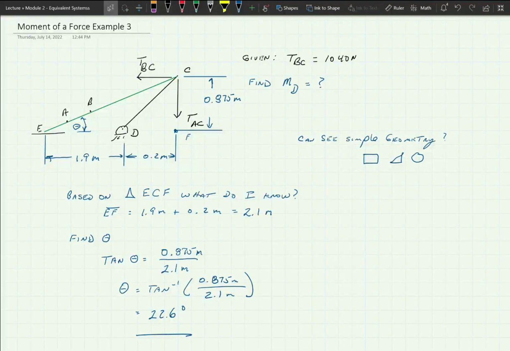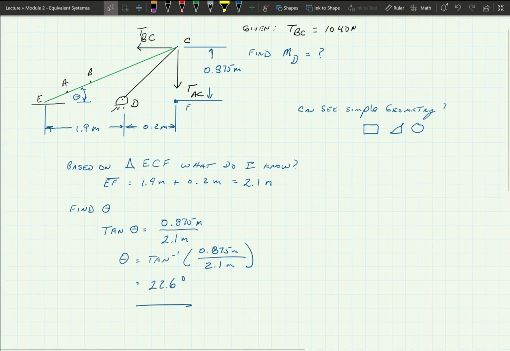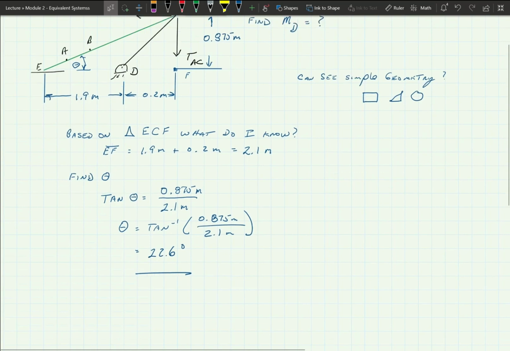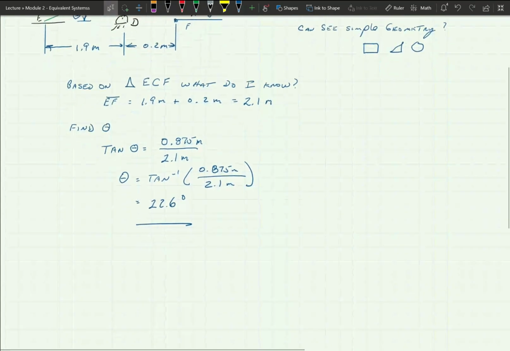Okay, so we have that as 22.6. We know that BC had a tension in it of 1,040 newtons. Okay, so the EC had some larger tension in it because we also have a tension TAC that goes down. Okay, and I'm still not sure why in the world A and B are located out on there, but we're just going to call it what I call it here. Okay, so the next piece is this.